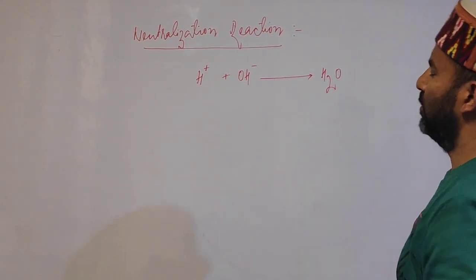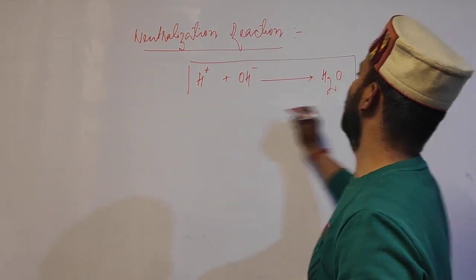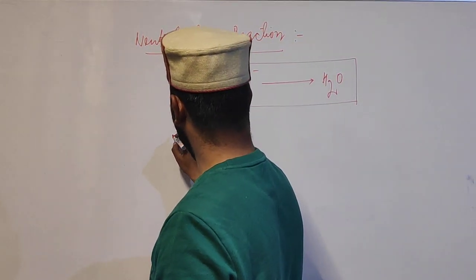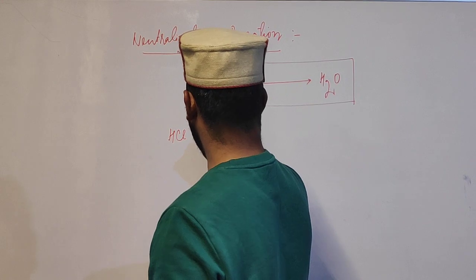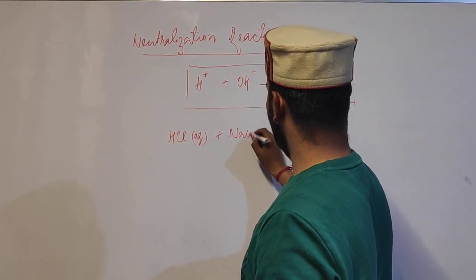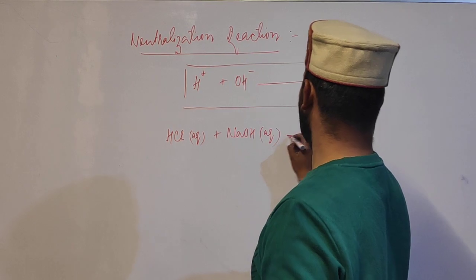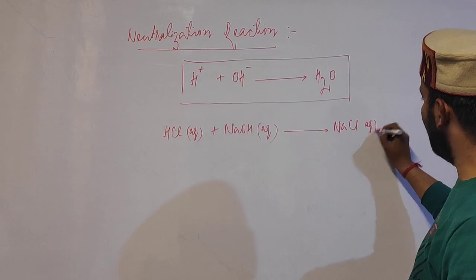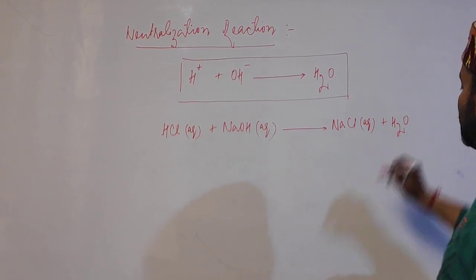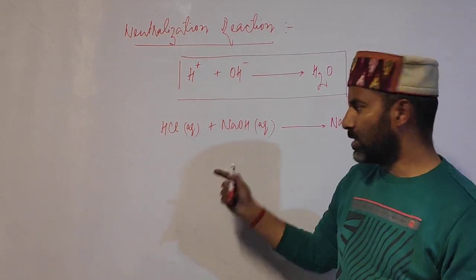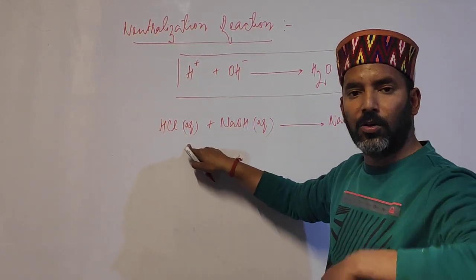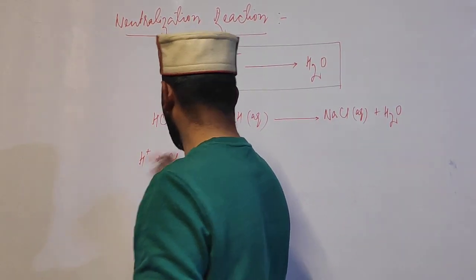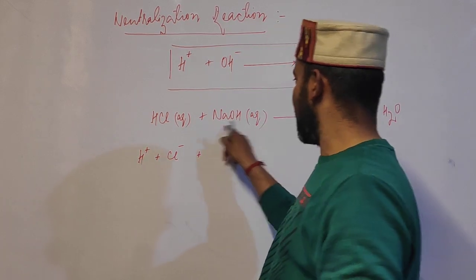Now let me illustrate why we are not writing salt and water, rather we are writing only water. So students, say if I take HCl solution and sodium hydroxide solution, now upon mixing what happens is that neutralization occurs and we get salt, NaCl, and water. But now students, what is HCl? HCl is a strong acid, so in aqueous solution it undergoes almost complete ionization into free H positive and free chloride ions. Now students, what is NaOH?